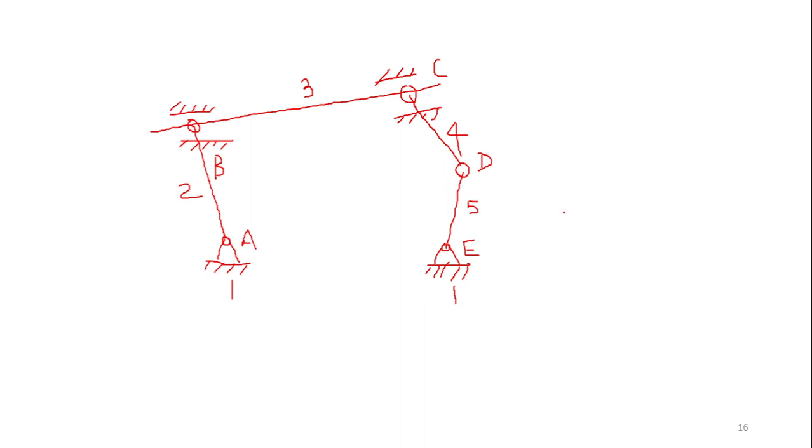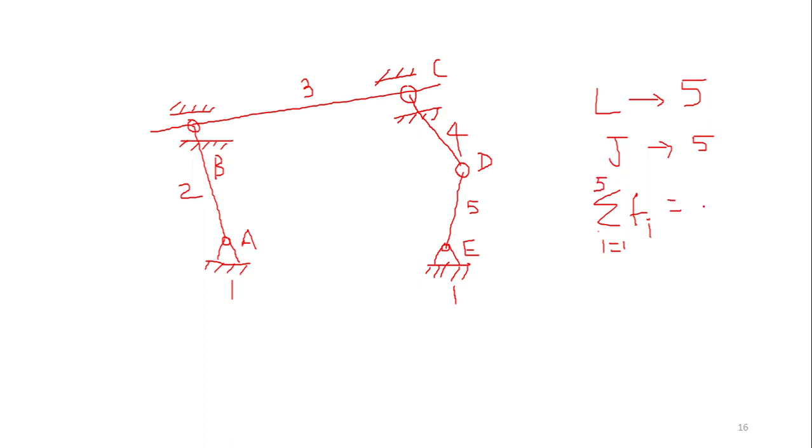So number of links are 4. Number of joints, I'm sorry, 5. Number of joints are also 5. So for the planar mechanism, sigma fi, that is degree of freedom at each joint, where i is equal to 1 to nj, that is 5. Sigma fi is also 5.